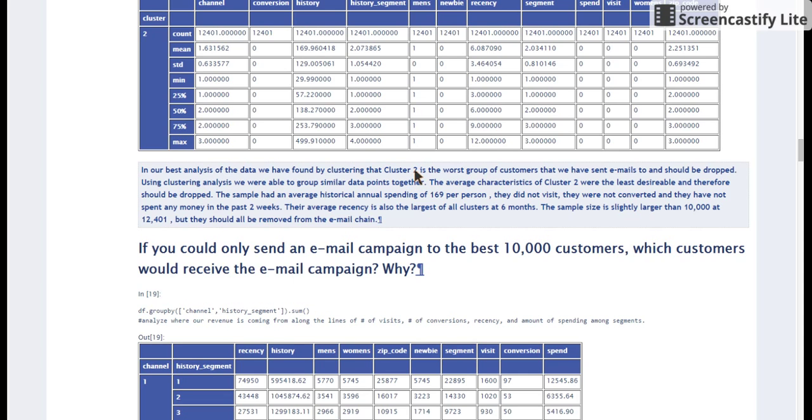cluster number 2 was the worst group of customers that we've sent emails to. They had an average spending of $169 per person. They did not visit, they were not converted, and they did not spend any money in the past 2 weeks. Their average recency for purchases was over 6 months. And the sample size of this group is a little bit larger than 10,000. It's at 12,401. But nonetheless, this group should be removed.